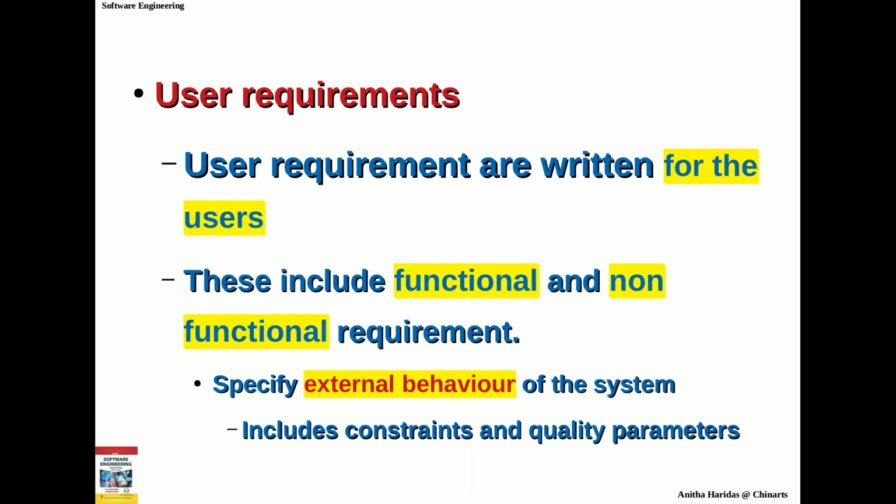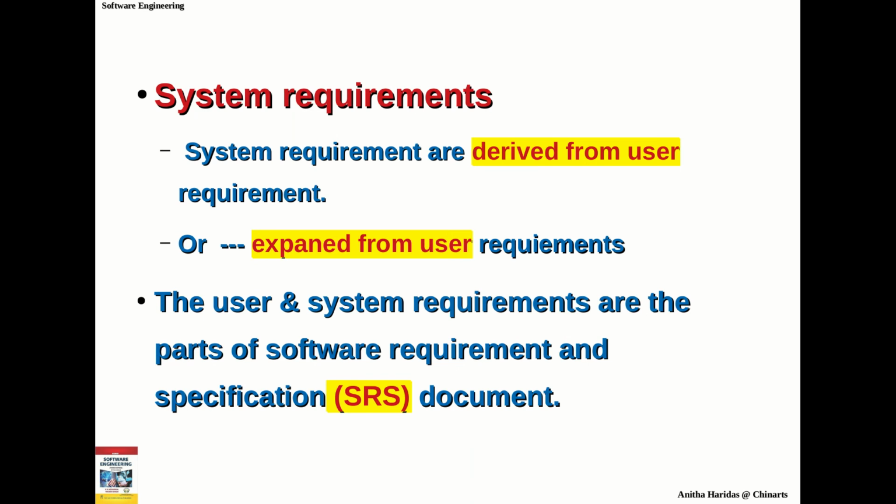But in general, the user requirement will specify the behavior of the system, and it includes all the constraints also. When I say constraints, how you are going to pay the online payment, whether you can use all the credit cards, whether you can have only the internet banking facility. Those kinds of constraints should also be considered while developing or specifying the user requirements.